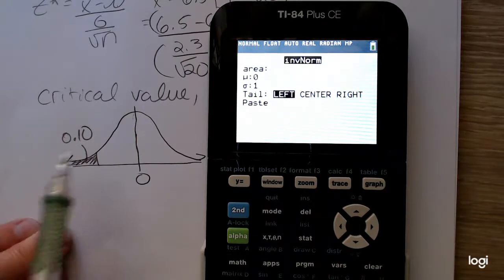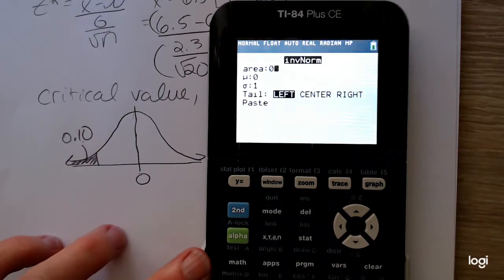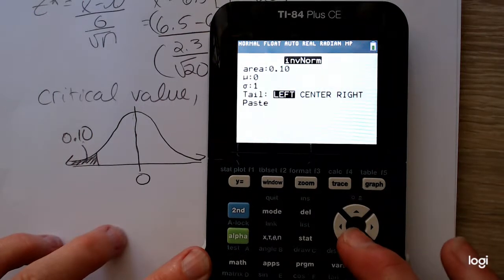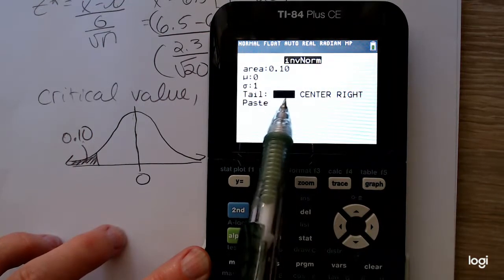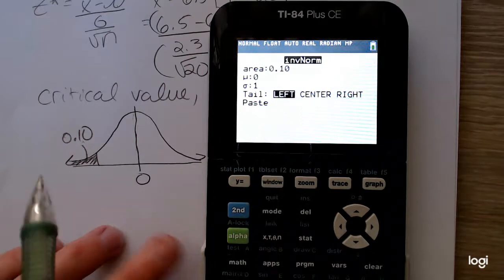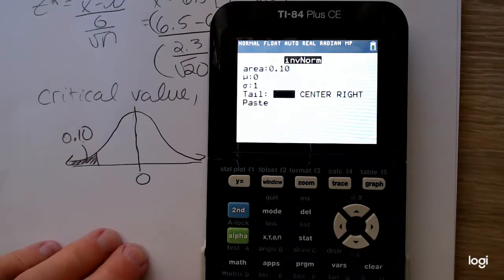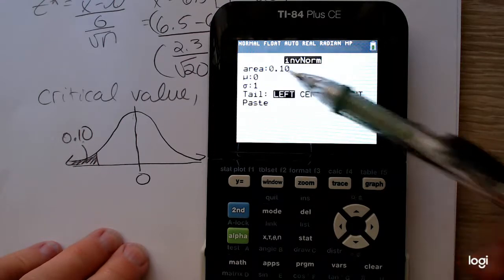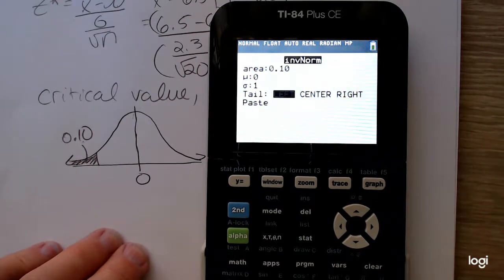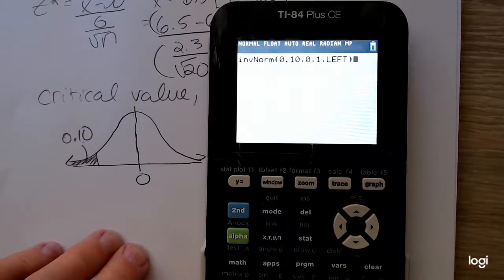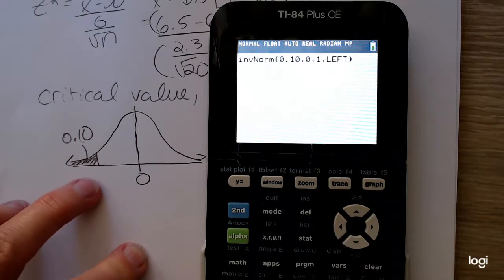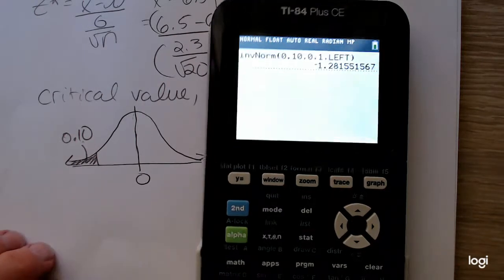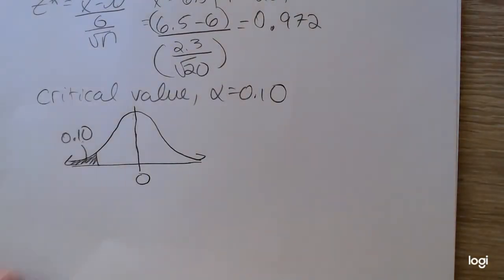My cumulative area in this left tail is 0.10, and I have my tail as left, which is what I'm looking at. If you have an older TI-84, you just need to put in the cumulative area to the left of that critical value. There is no option to change the tail. I expect my z-score to be negative because it is below 0. And I get a critical value of negative 1.282.